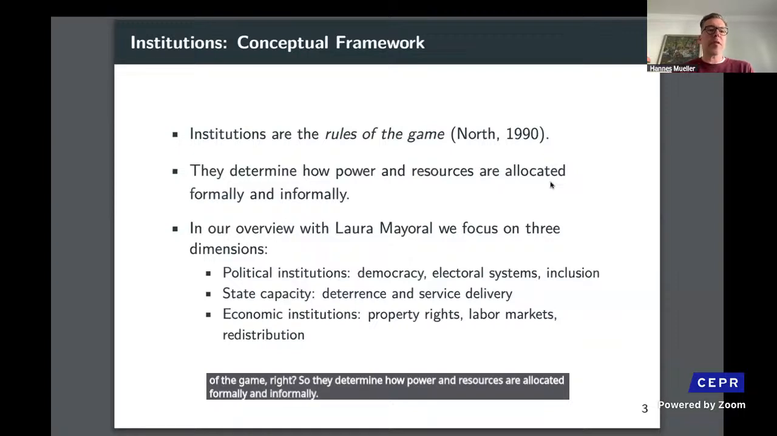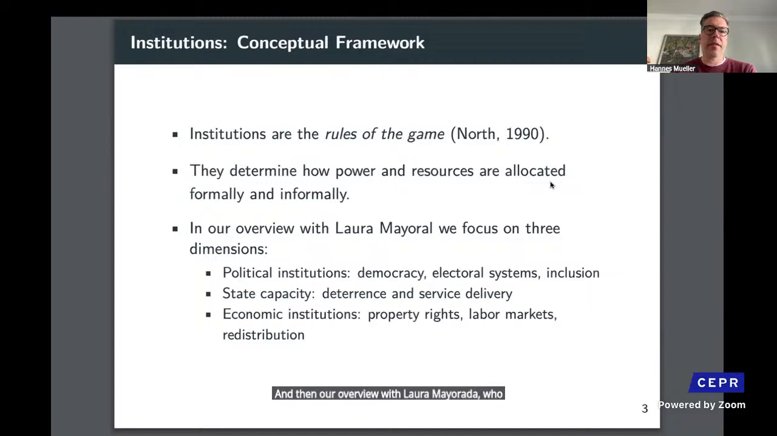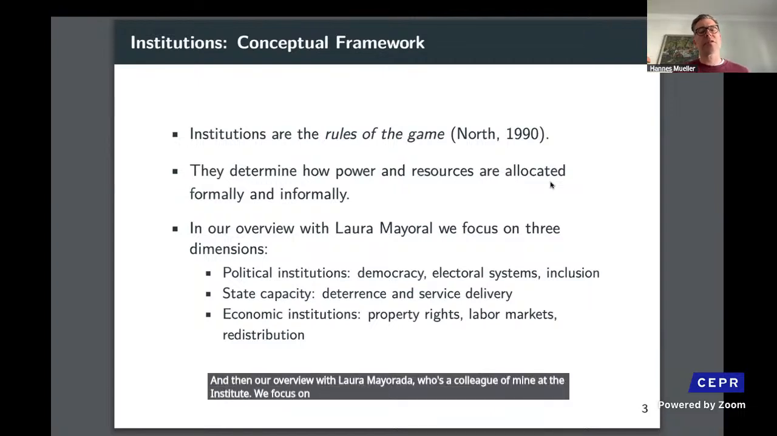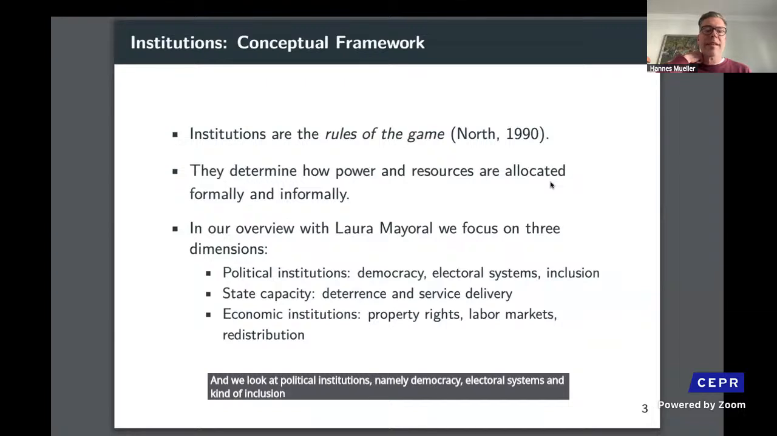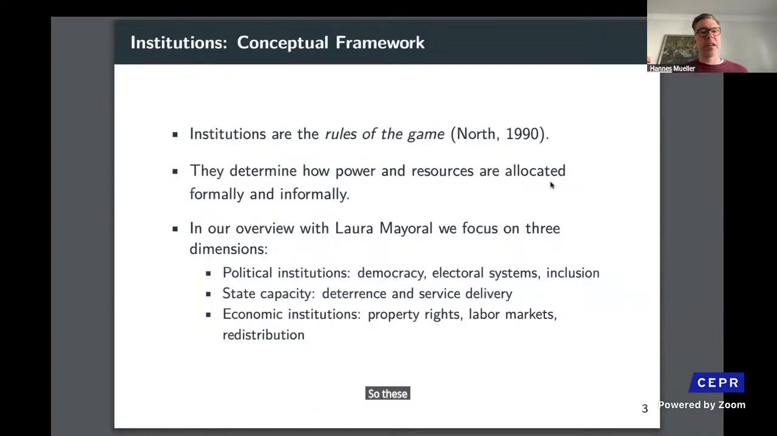In our overview with Laura Mayoral, who's a colleague of mine at the Institute, we focus on 3 dimensions of institutions, just to boil it down a little bit, because of course it's a very, very broad field. We look at political institutions, namely democracy, electoral systems, and inclusion, and state capacity. The mechanisms here are mostly deterrence and service delivery, through which they affect conflict. And then economic institutions, where the literature has broadly focused on property rights, labor markets to some degree, and redistribution, of course. So these are the 3 channels which we will look at and how institutions affect armed conflict.